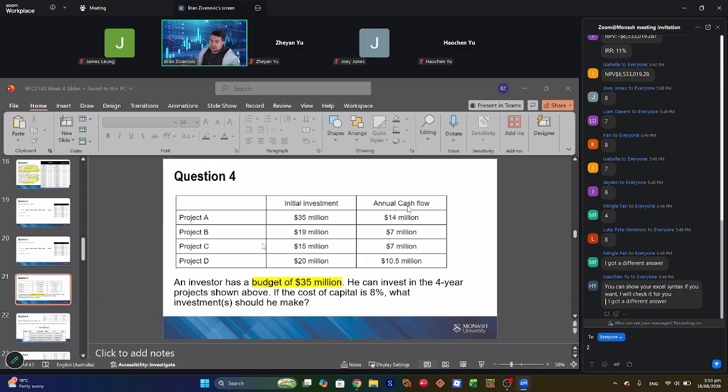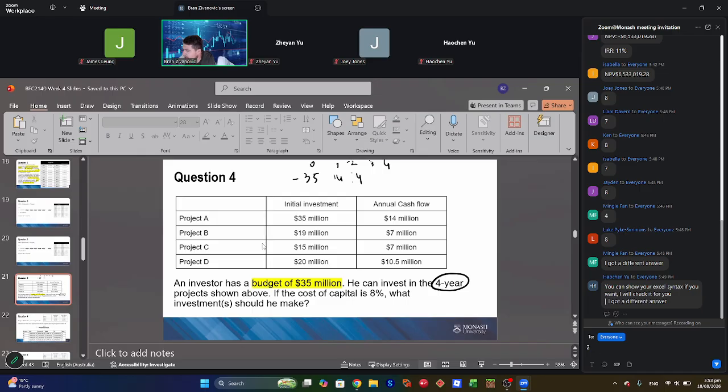Now remember, with this question, these are 4-year projects. So in other words, Project A has an initial cash flow of negative 35, then it's got 4 years worth of $14 million cash flows, right? That's Project A. Project B has a 19 mil initial cash flow, and then it's got 7 mil, 4 years worth of cash flows. Project C is 15 and 7, and Project D is 20 and 10 and a half.